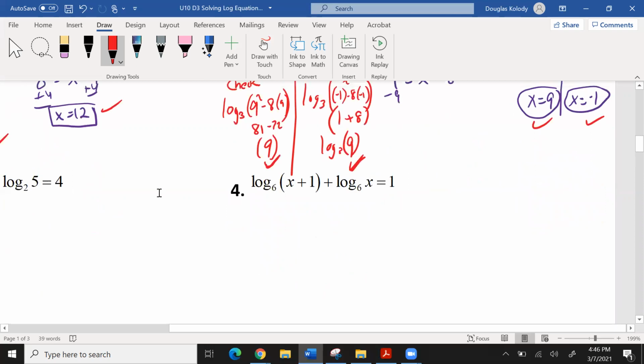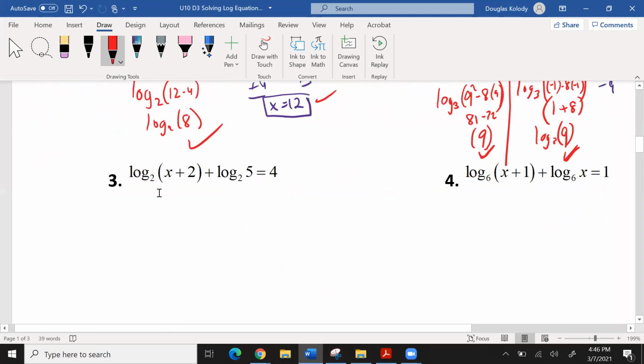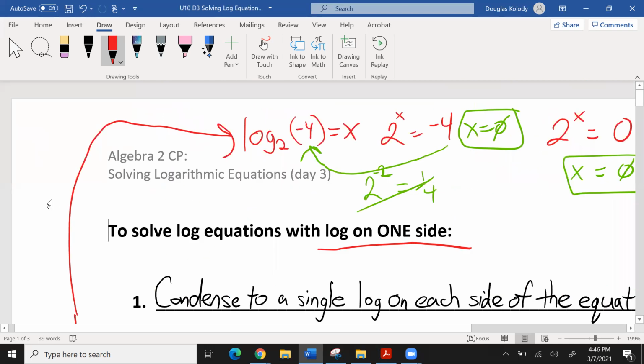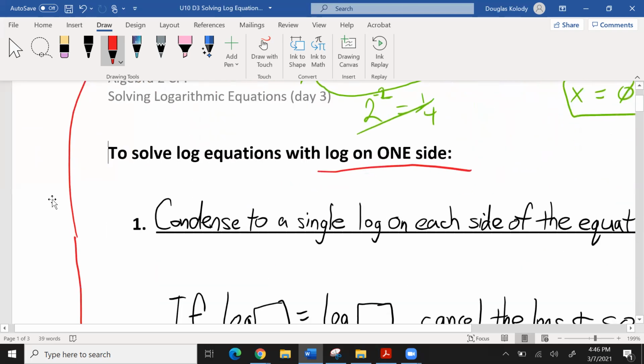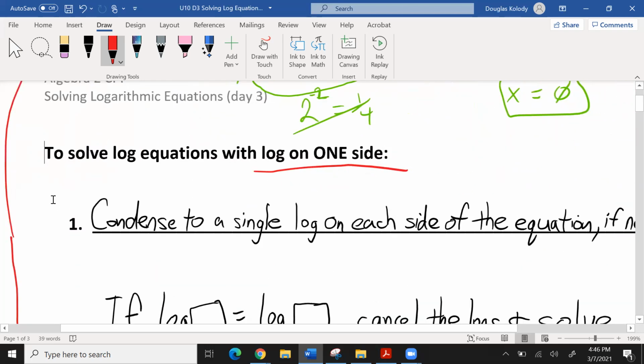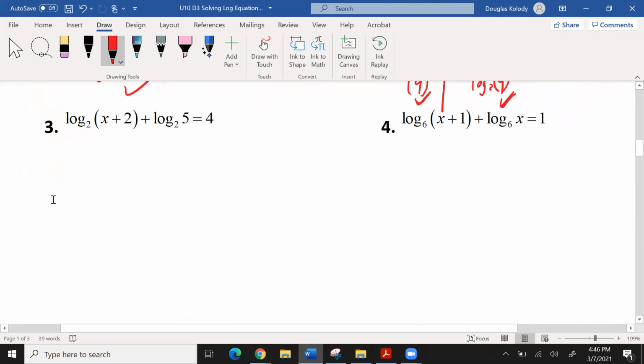Okay, let's go to example 3 now. I'm just doing 4 examples. Example 3, example 4, and then I'm done. Uh-oh, this now has 2 logs on the left side of the equation. So go back to step 1. Condense to a single log on each side of the equation. So that's exactly what I'm going to do here.